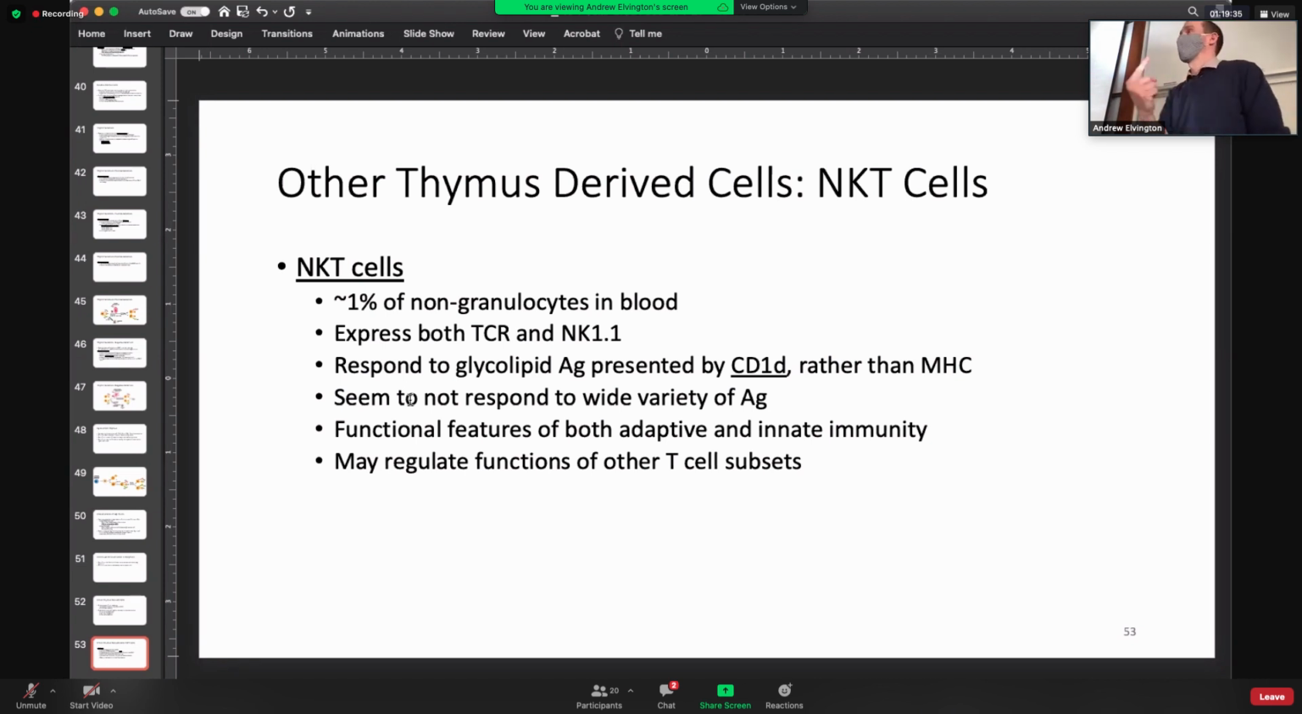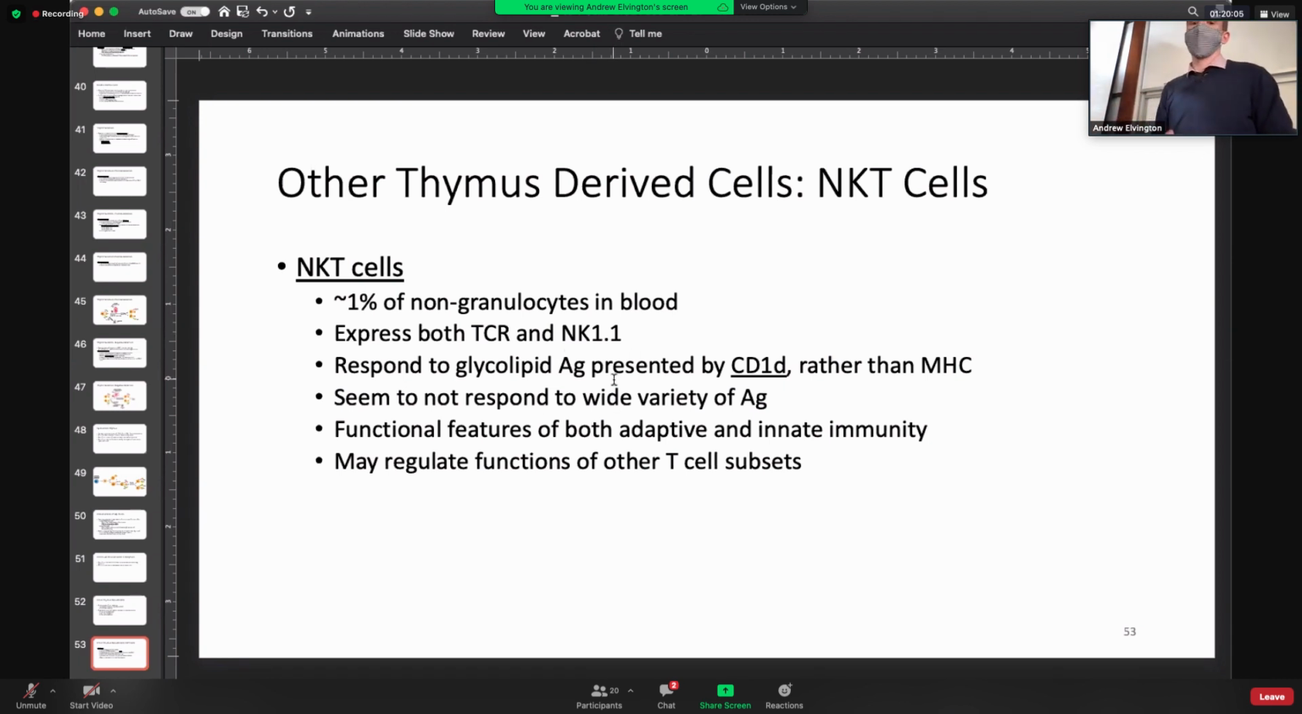These are rare. They express a T cell receptor, making them an adaptive cell, but they also express this receptor in mice, excuse me, called NK1.1, which is a natural killer cell marker. Natural killer cells, are they innate or adaptive? They are innate, right? They see threats and they assume everything needs to die until they get a handshake that says, don't kill me, I'm fine.